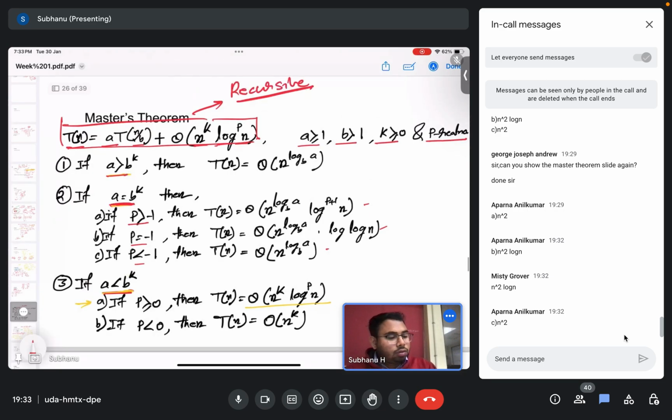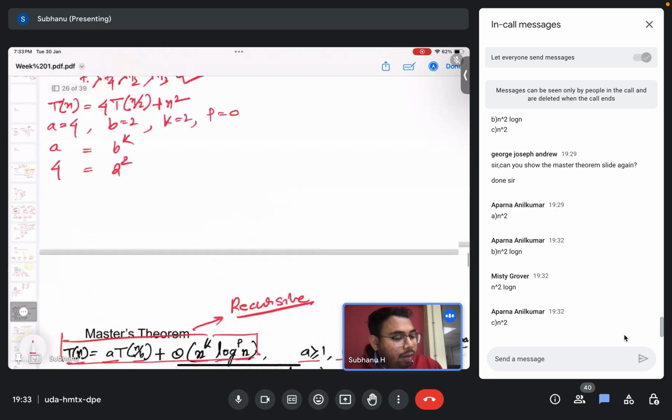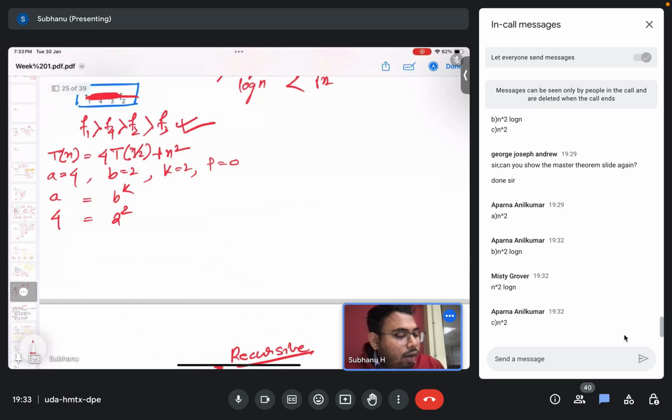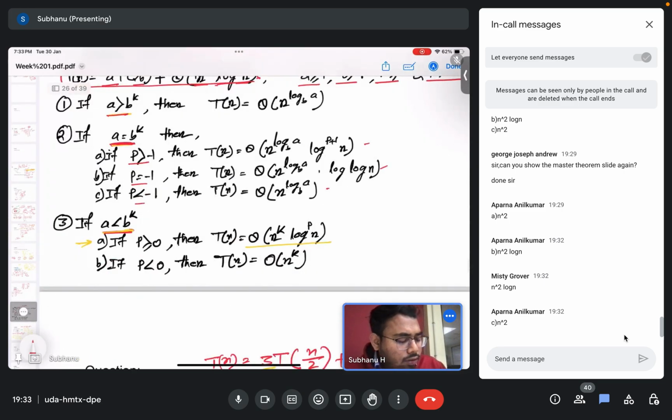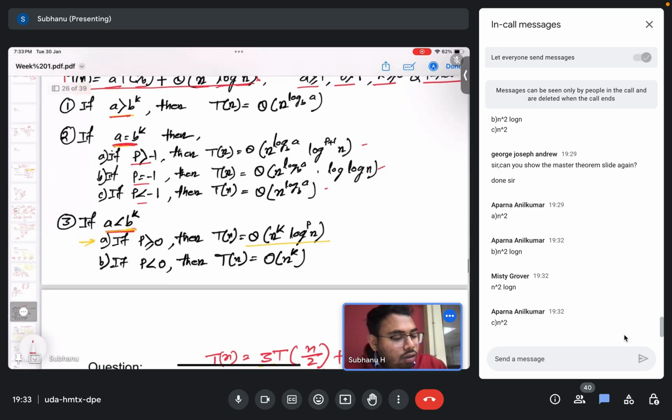Condition number 2. Now we will check the value of p. So what is the value of p? The value of p is basically 0. If p is 0, that means p is greater than -1. Okay, so we came to condition number 2a.